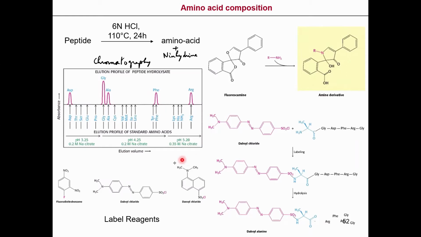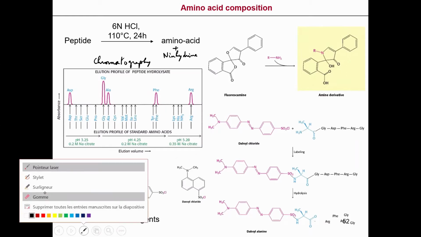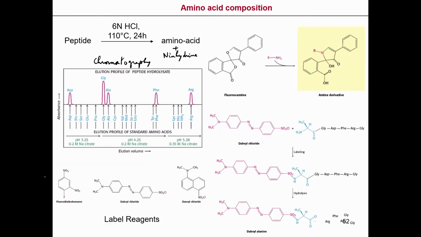Okay, after that, the next step is to identify the N-terminal amino acid. It means the first amino acid. You remember that for the peptide, we have the first amino acid, called the N-terminal amino acid, and the C side of the peptide, with the last amino acid.